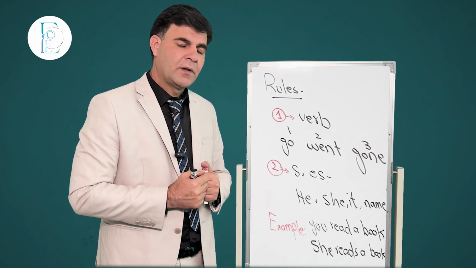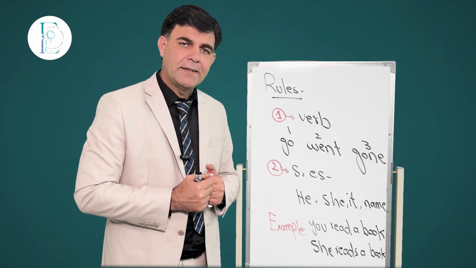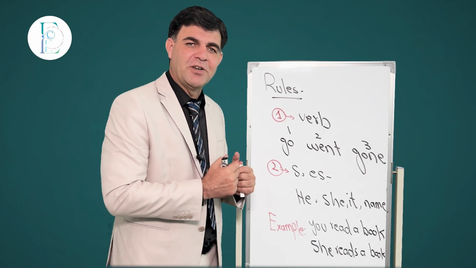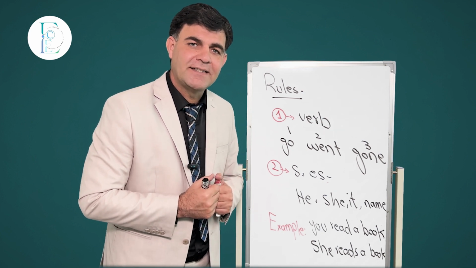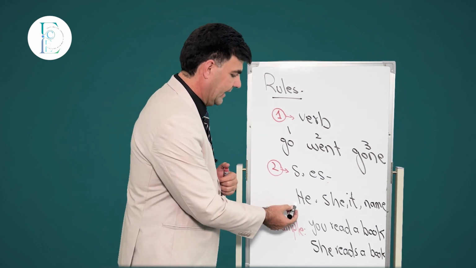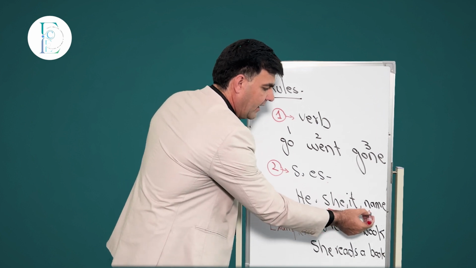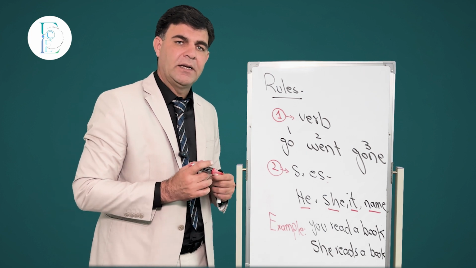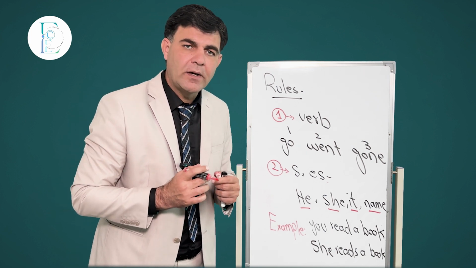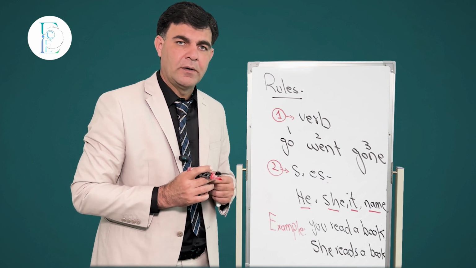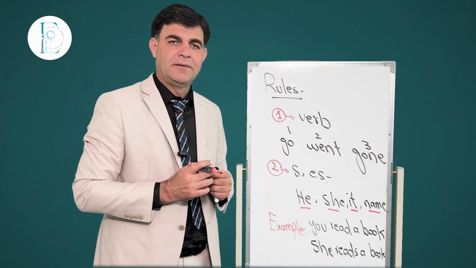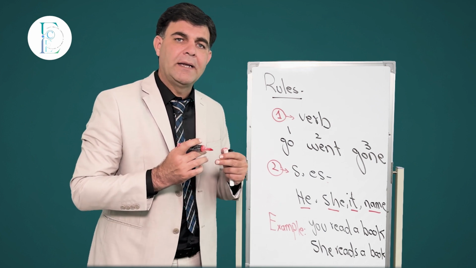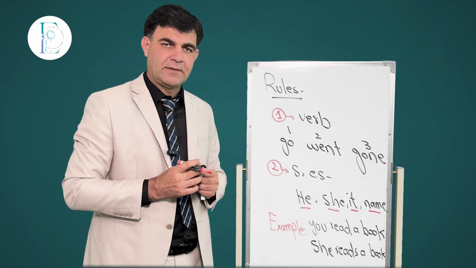Rule number 2. We can add S or ES to the main verb, the action verb, if the sentence starts with he, she, it, or a singular name. If the sentence starts with he, she, it, or a singular name, a singular noun, the main verb, the action verb, we normally add S or ES.